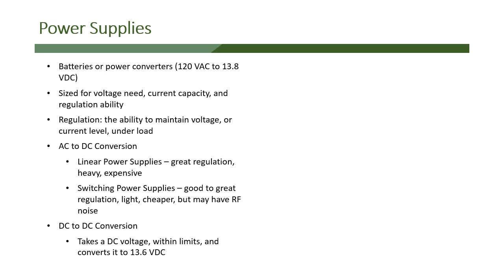And then we have AC to DC conversion, which has two types. First, linear power supplies, which are great for regulation, but they're very, very heavy. So remember, with a transformer, we can step up or step down voltage. And so if I have 120 volts AC, I need to move that down to 13.8 volts. Especially if it's a high current supply, it's going to need an iron core transformer, and it's going to be very, very heavy. So these linear power supplies tend to be very, very heavy to handle that kind of current, and they tend to be more expensive.